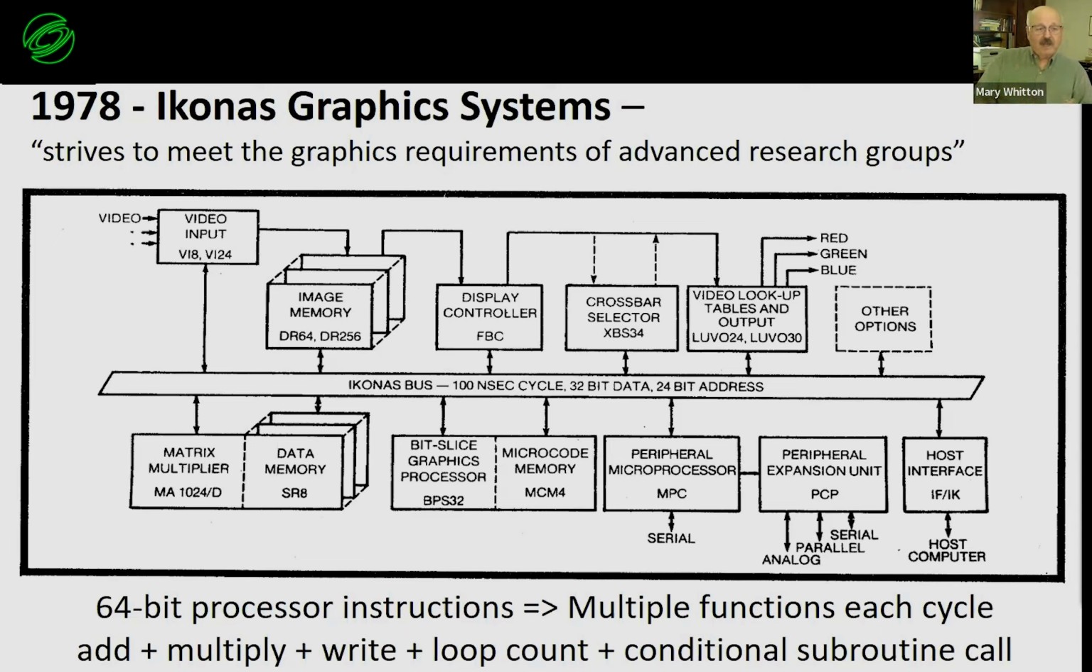So the processor that I designed at NC State, and then a version of it for the commercial product that we made, used 64-bit instructions, and I attempted to do multiple functions each cycle. So you could do an add of 2 numbers, multiply 2 numbers, write a result, increment a loop counter, and based on the results of loop count or something else, jump off to a subroutine. That's in one instruction cycle, just one instruction. We actually had one routine for drawing vectors that was a 1 instruction loop, not 1 instruction inside of a loop, but the entire loop was 1 single instruction. It just repeated over and over again until it jumped to another instruction and repeated over and over again.